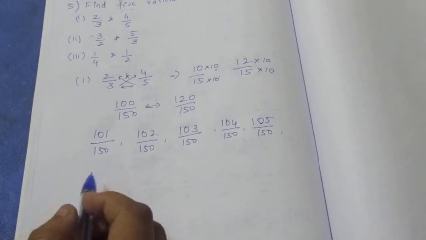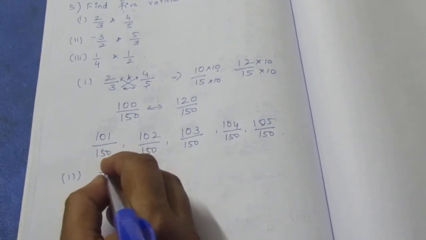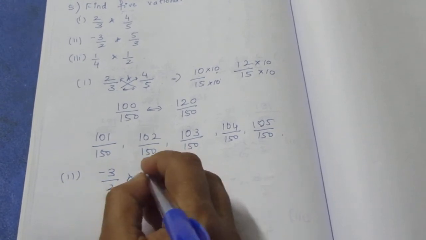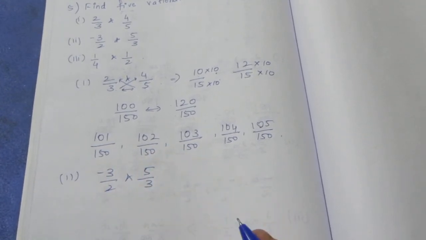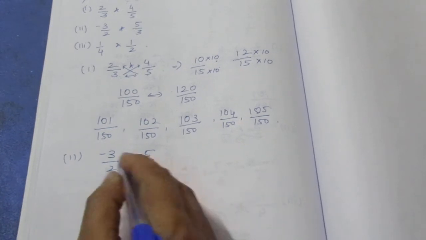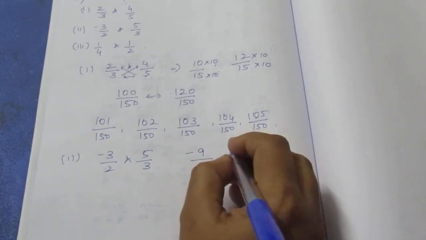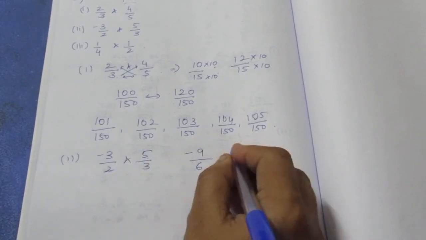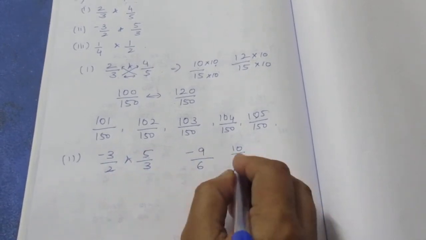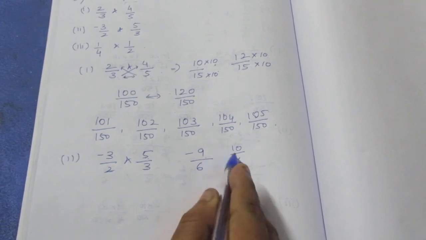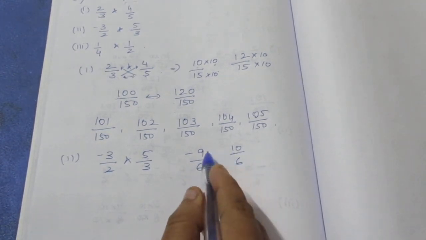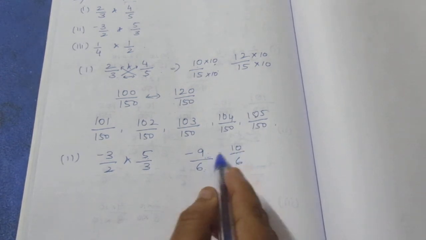We'll move on to the second subdivision. In the second subdivision we have minus 3 by 2 and 5 by 3. Here the same way I am going to take the LCM. For the LCM, just cross multiply. Here it becomes minus 9 by 6, and if I multiply this, it becomes 10 by 6. Now we know that minus 9 and 10, the denominator has become the same, so we can write the numbers in between.